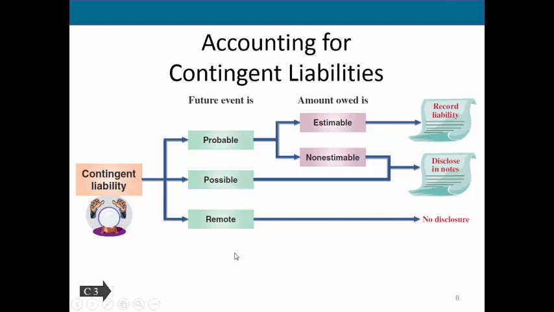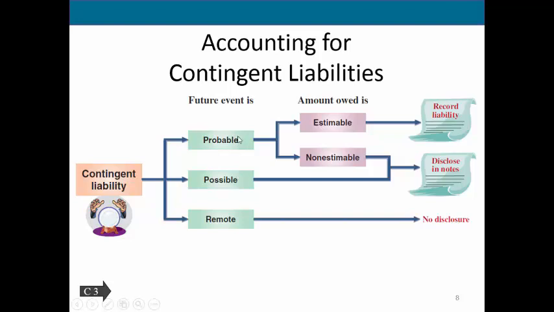We first have to determine how likely it is that the event will take place. So again, if you're thinking about a lawsuit, what you would do is go to your legal counsel and say, okay, we have this liability, someone's suing us. Let's say that we're a car company and something we did caused a crash, and we are being sued. So you can ask your legal counsel, what do you think is the outcome?